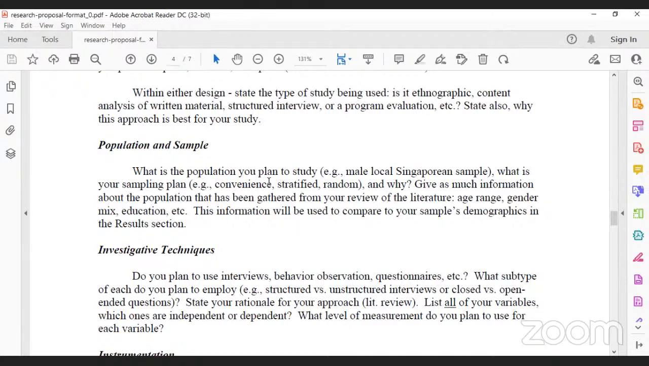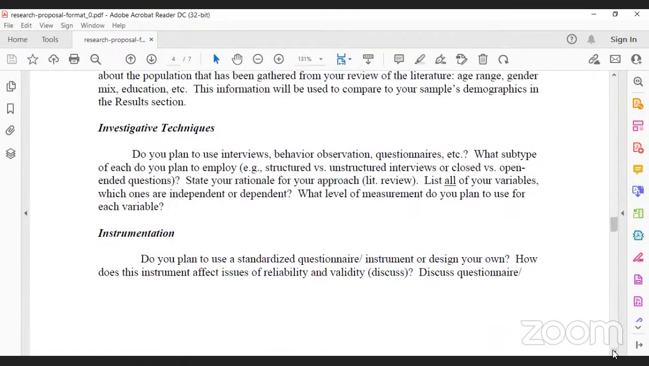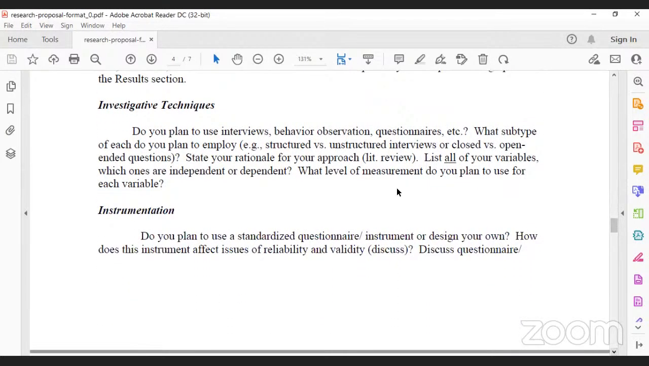Then you will have to do convenient sampling, because you will have to go only to people who have O negative, and it might not follow normal probability curve criteria. Then you should be able to justify every step of why you did that. Next would be investigative techniques. Do you plan to use interview, behavior observation, questionnaire, etc.?